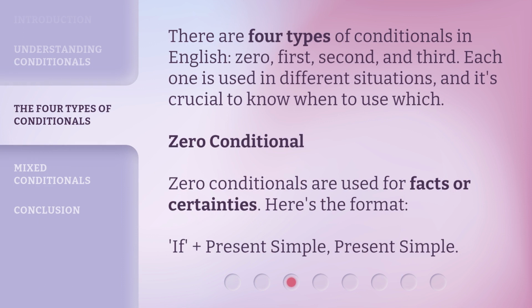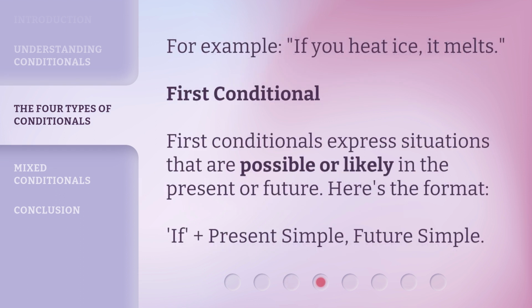There are four types of conditionals in English: 0, first, second, and third. Each one is used in different situations, and it's crucial to know when to use which. 0 conditional. 0 conditionals are used for facts or certainties. Here's the format: if plus present simple, present simple. For example, if you heat ice, it melts.